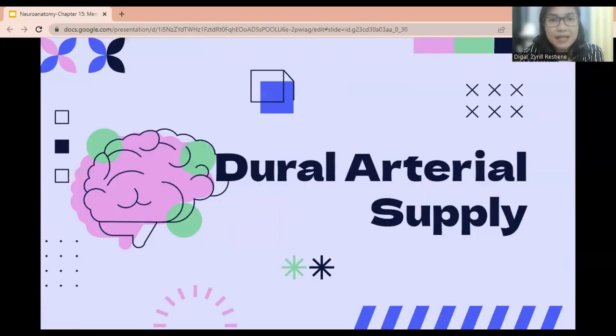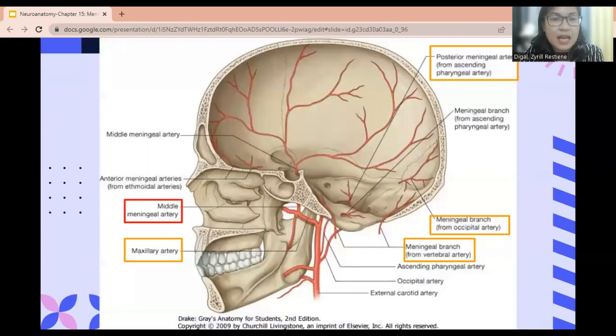The next topic that I'm going to discuss is your dural arterial supply. So the dura is supplied by numerous arteries from the internal carotid artery, the maxillary artery, the meningeal branches of your ascending pharyngeal, occipital, and vertebral arteries, and the most important one, the middle meningeal artery.